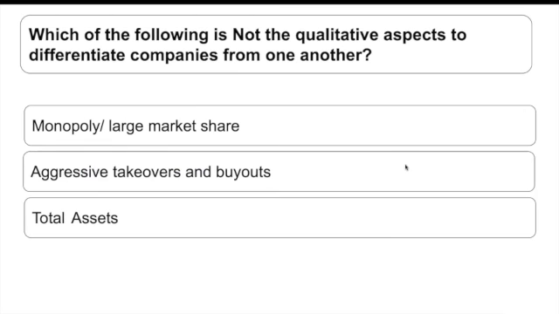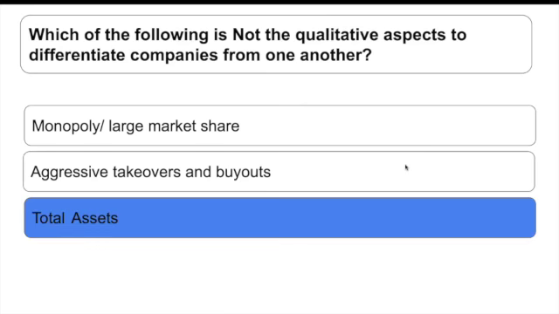Which of the following is not a qualitative aspect to differentiate companies from one another? A, monopoly or large market share. B, aggressive takeovers and buyouts. C, total assets. The correct answer is total assets.